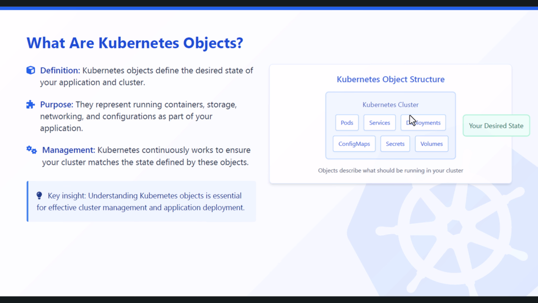On the right hand side, you will see a simplified Kubernetes object structure. A Kubernetes cluster contains objects like pod, service, deployment, ConfigMap, secrets, and volumes. These objects work together to make sure your system runs the way you want, what Kubernetes calls the desired state. Understanding these core objects is essential for effective cluster management and application deployment. It's how Kubernetes knows what to run and how to run it.